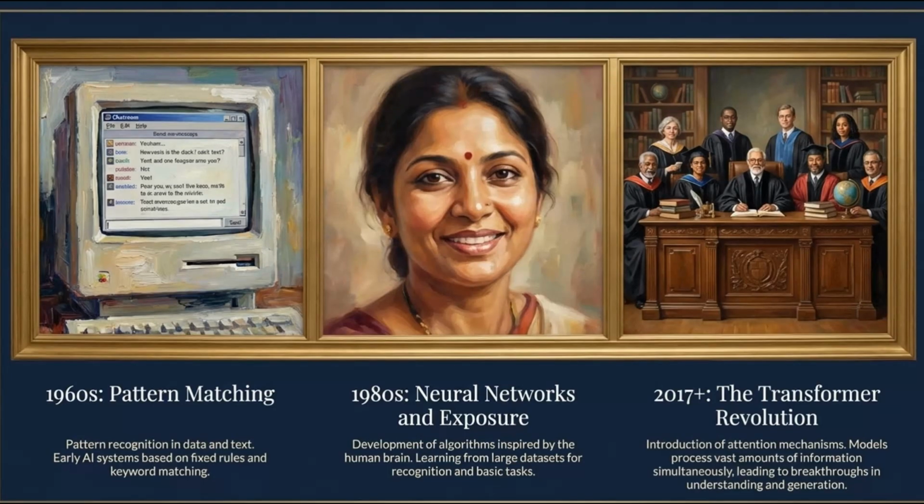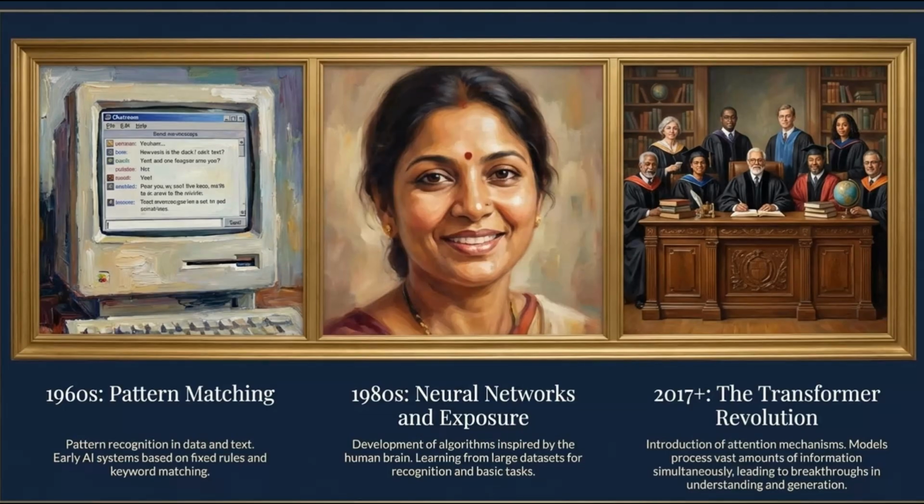From 2018 onwards, the size and capability of models grew exponentially. GPT-1 in 2018 had 110 million parameters. GPT-2 in 2019 had close to 1.5 billion, and GPT-3 in 2020 had 175 billion. Today's models have hundreds of billions to trillions of parameters.